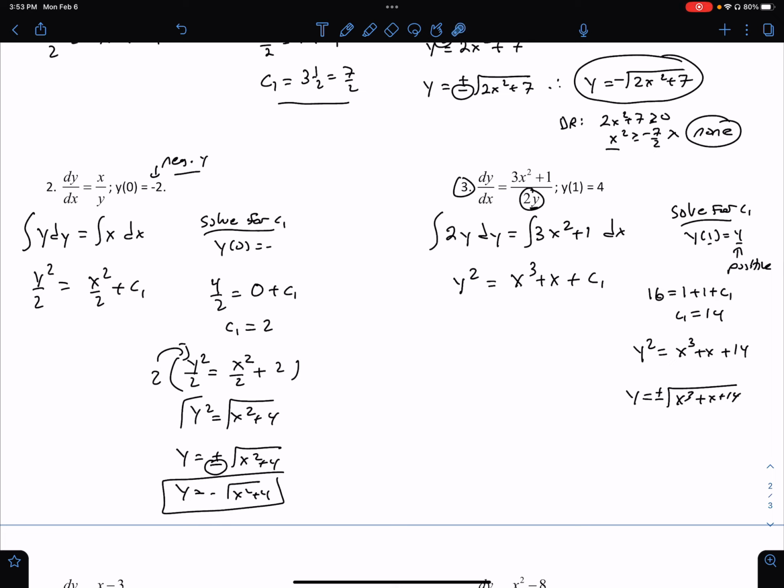Remember, we get 2 answers when we take a square root. But my condition says I only want y's that are positive. My initial condition says y has to be positive. So I pick my positive y's. Square root of x cubed plus x plus 14. Whoops, that's an ugly looking 14 there. Let me go ahead and fix that real fast. Plus 14.